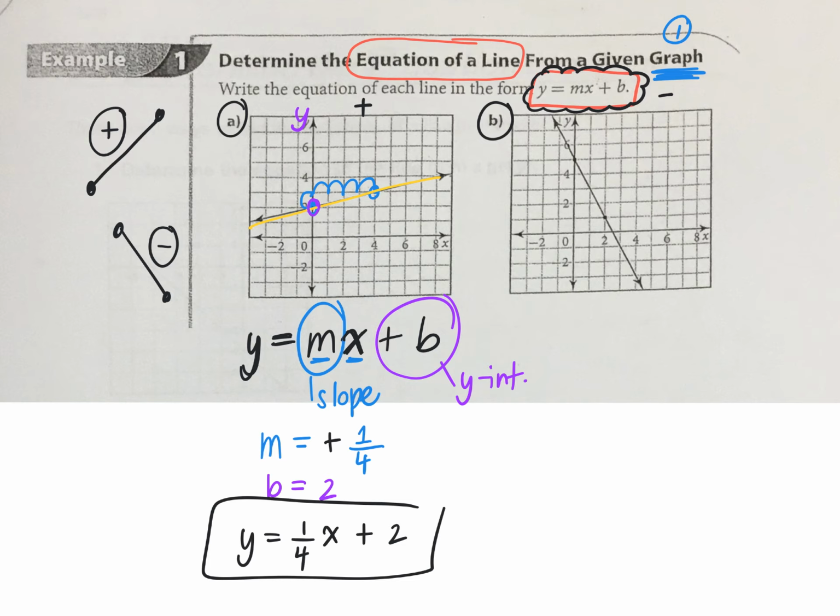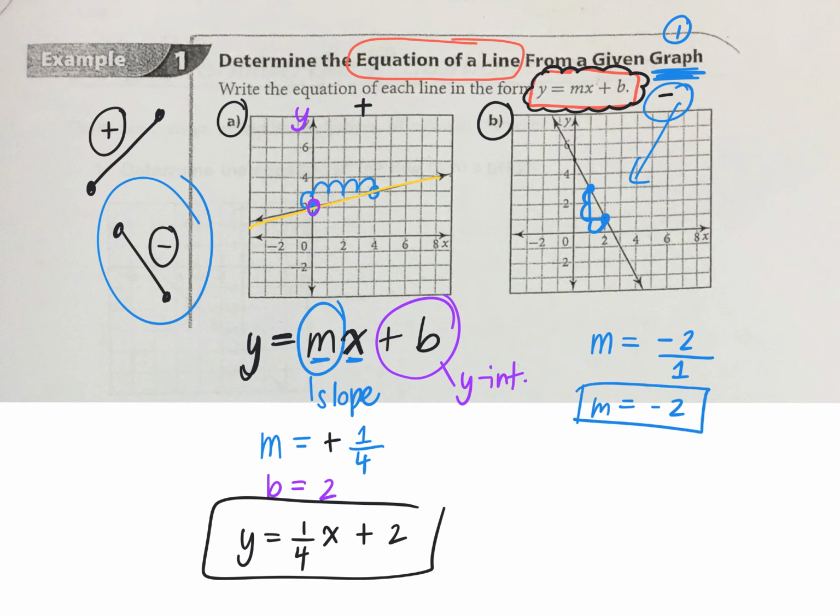I'll pick, you know what? I'm going to pick this point here and this point. And draw your slope triangle. Then you can count the rise and you can count the run. And we already discussed, we know that the slope of this line is going to be negative because it's falling to the right. So the slope is negative what? 2. What's the rise? 1, 2. Over, what's the run? 1. Simplify it, m equals negative 2.